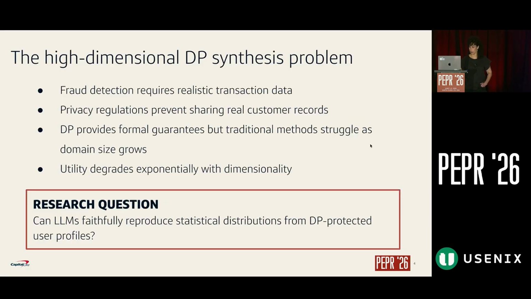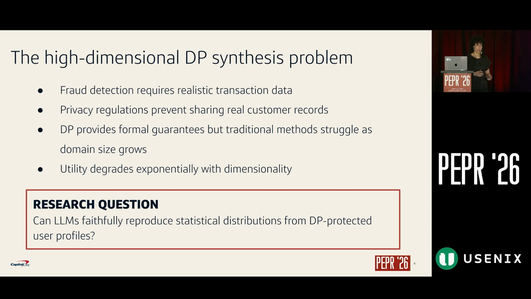So first, the challenge here is we have hundreds of millions of transactions at Capital One. Really useful for fraud research, but due to privacy regulations, we cannot share that data. So with differential privacy, we have the formal guarantee on the risk of privacy loss, and marginal-based synthetic data generators like AIM do a really great job of capturing distributions in lower dimensional settings.